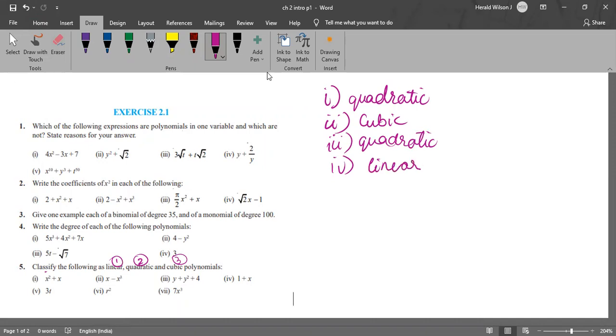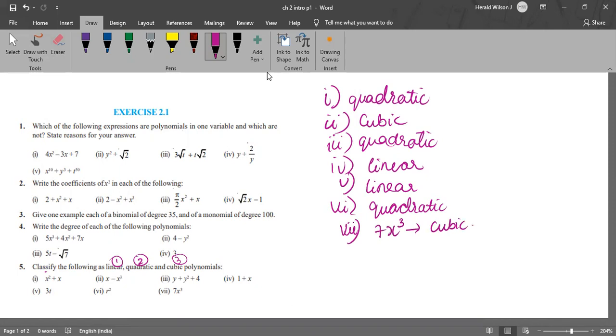First time linear is coming into the picture. Fifth one is linear again. Sixth one is quadratic. Seventh one is 7x cubed, which is nothing but cubic. Okay, so I hope you've understood this exercise.